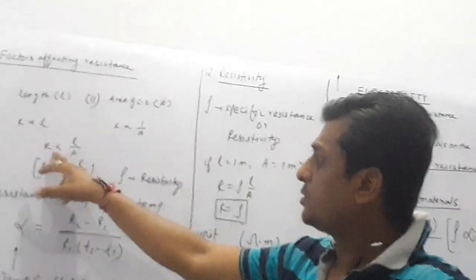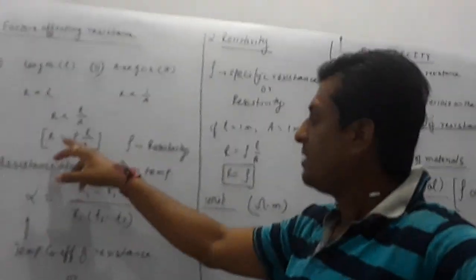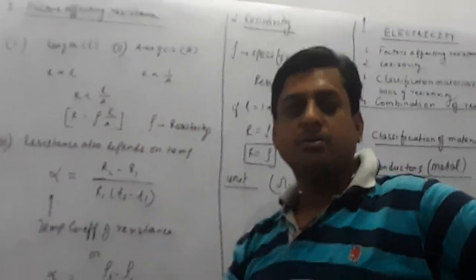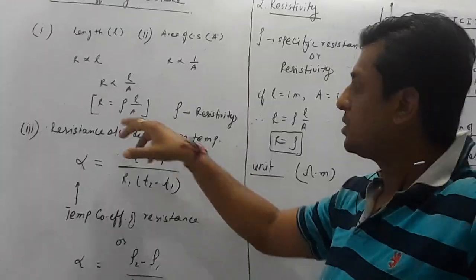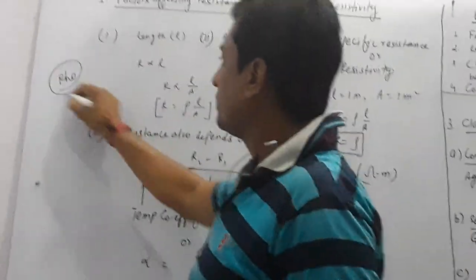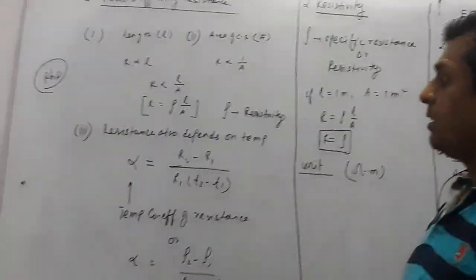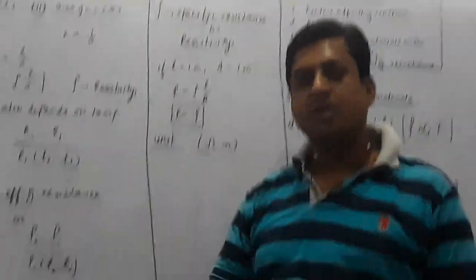If you remove this proportionality sign and put an equal sign, then with the help of that equal sign, you will also introduce a constant. The constant term here is known as resistivity, rho. This is called rho. Remember the spelling R-H-O, rho. This is the symbol rho. One more factor on which this particular resistance depends is temperature.